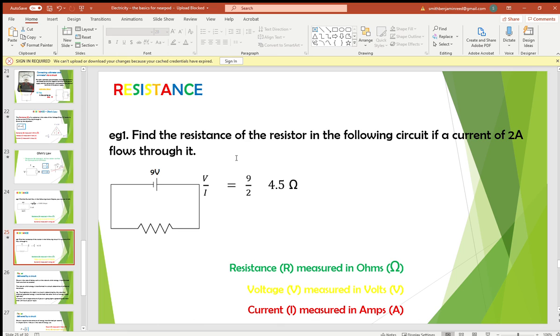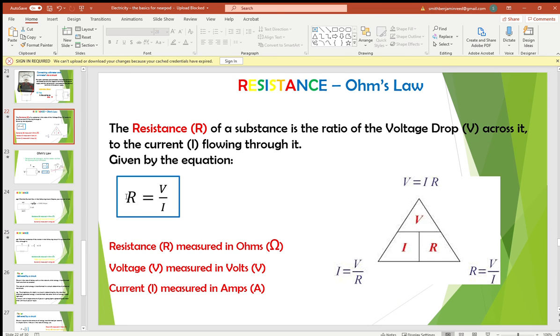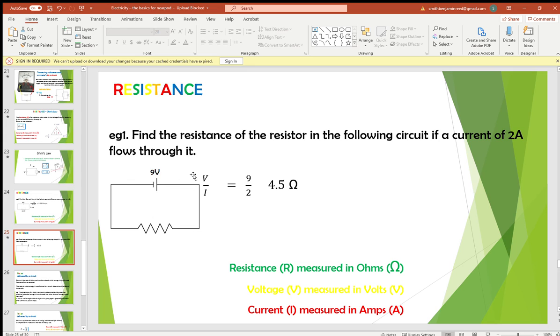Now if we want to find resistance, because we have the voltage and the current, then all we have to do is plug it into this guy right here. Resistance is voltage divided by current. So all we have to do is say 9 volts divided by 2 amps, and that will give us 4.5 ohms. So no matter what two pieces of information you have, whether it's current and voltage or current and resistance, you can find the other part of the formula.